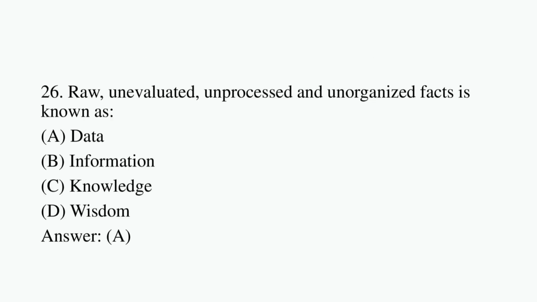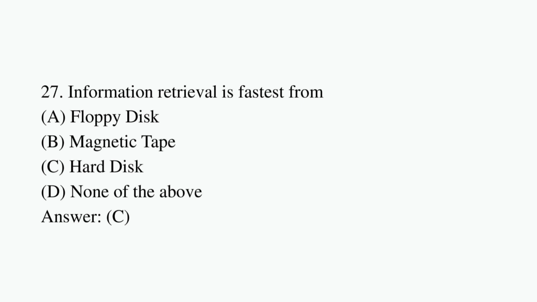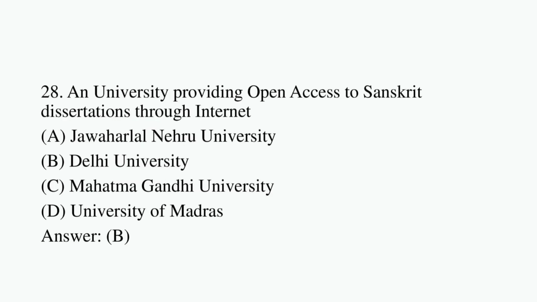Question number 26. Raw, unelevated, unprocessed and unorganized facts is known as: A. Data, B. Information, C. Knowledge, D. Wisdom. Answer is A, Data. Question number 27. Information retrieval is fastest from dash. Option A. Floppy disk, B. Magnetic tape, C. Hard disk, D. None of the above. Answer is C, Hard disk.